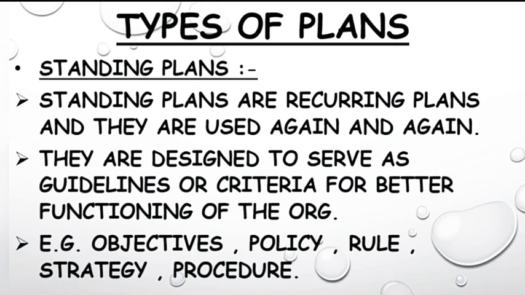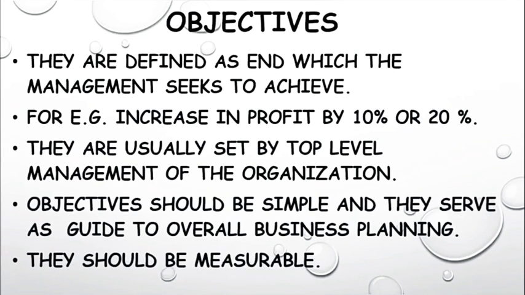Now, for example, if I discuss a rule, the rule will remain the same for each and every individual in the organization. That means they are applied in the business organization again and again. The procedure will be the same for all individuals working in the business organization. Policy also will be the same for all the individuals and for each and every day. So this type of plan is recurring in nature and can be used in business on a daily basis. The other category of plans is objectives.